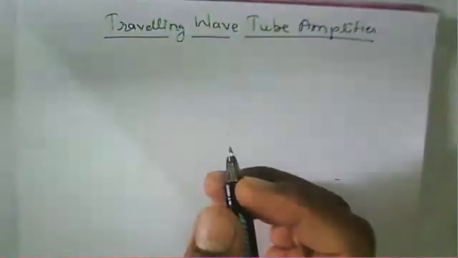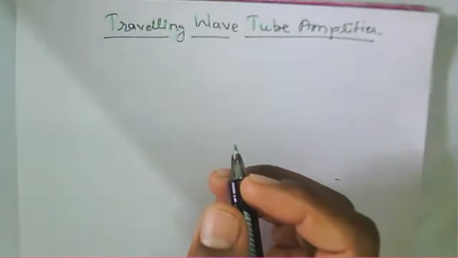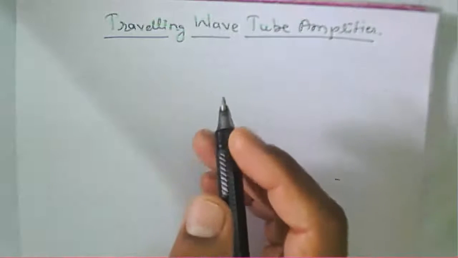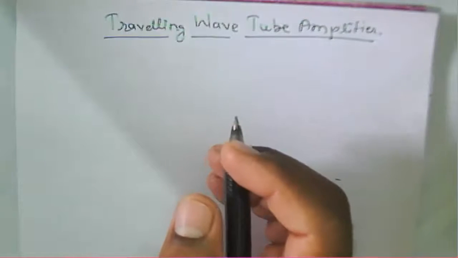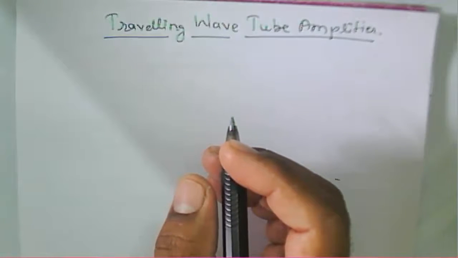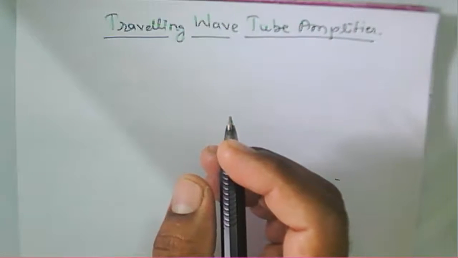Now the reflex klystron is used as an oscillator. The two cavity klystron is used as an amplifier. Here a traveling wave tube amplifier is also used as an amplifier. Now there are different ways to generate that amplification.